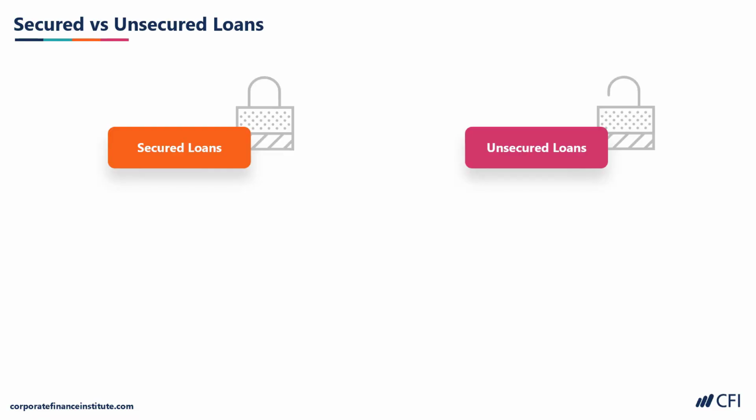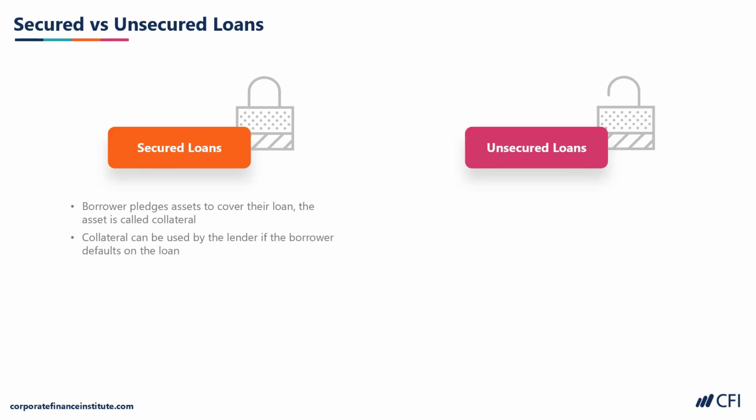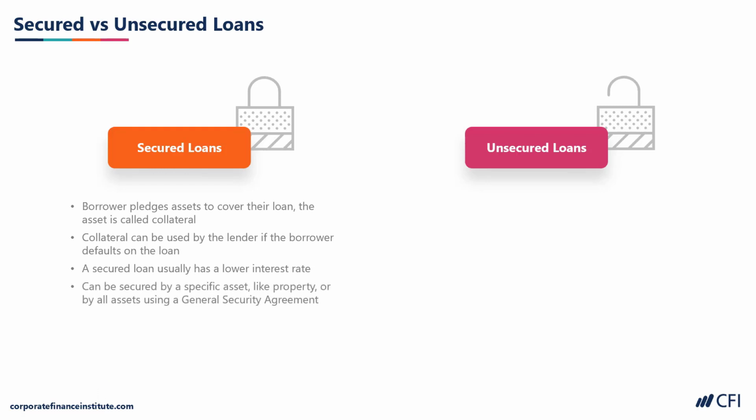Let's take a closer look at secured versus unsecured loans. With secured loans, the borrower uses assets to cover the loan, and those assets are referred to as collateral. That collateral can be used by the lender in the event that the borrower is not able to repay the loan. All else being equal, the security means that there is a lower interest rate that can be charged on these loans. A classic example is a mortgage, where the house is used as collateral against the loan in the event that the borrower cannot repay the mortgage.